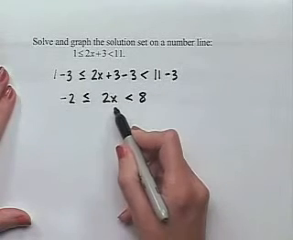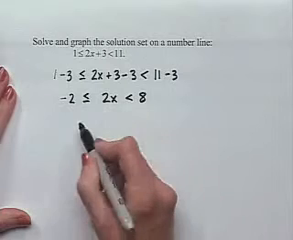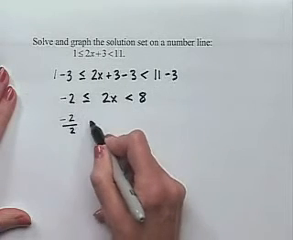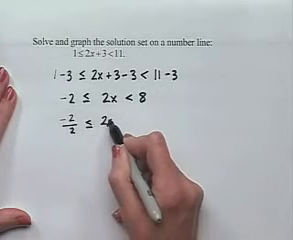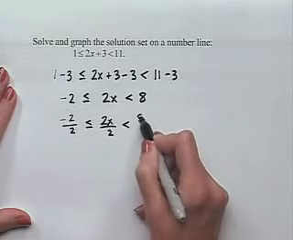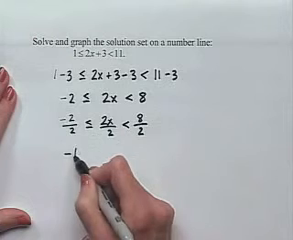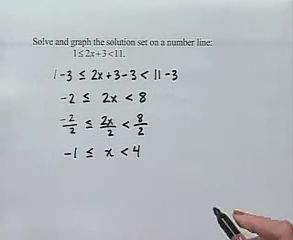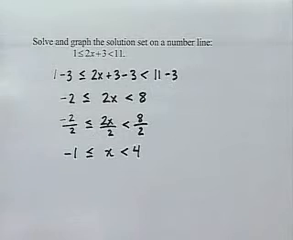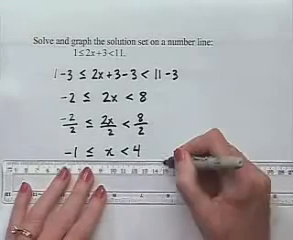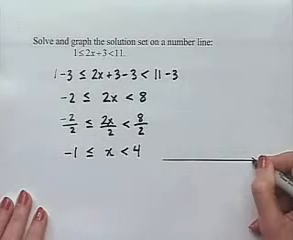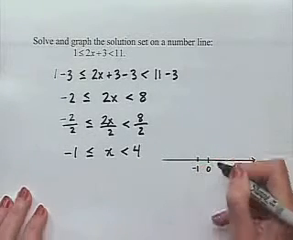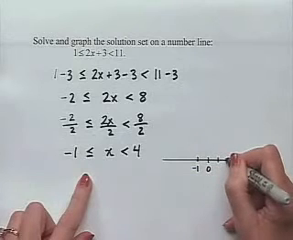To solve for x, we notice that we can divide by 2. We'll divide by 2 in all 3 sections. Negative 2 divided by 2, less than or equal to 2x divided by 2, less than 8 divided by 2. So negative 1 is less than or equal to x is less than 4. Now that we have our x value isolated, we can graph this solution set. We'll draw a number line, label 0. We need negative 1. That's one of our pertinent points. We need the value of 4.